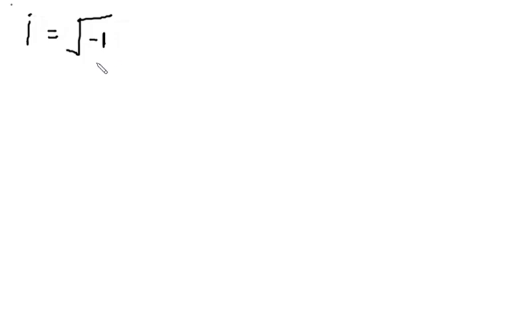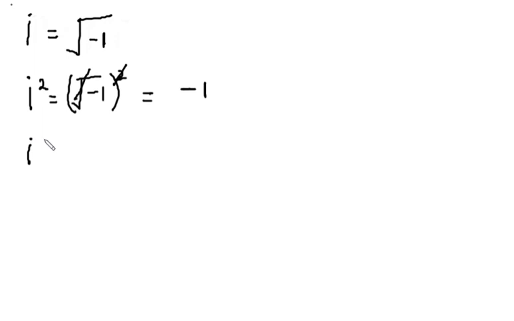Okay, so when we are talking about powers of i, we're going to be saying things like i squared. So i squared equals the square root of minus 1, squared. The square will cancel out the square root, and then we have minus 1. So i squared is equal to minus 1.